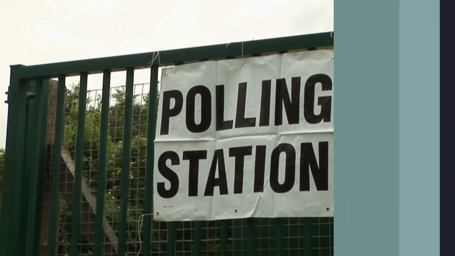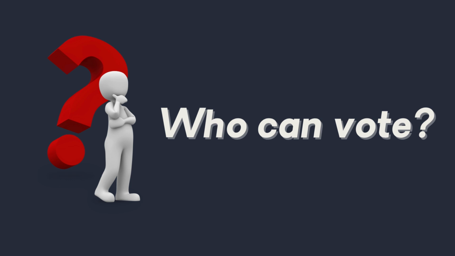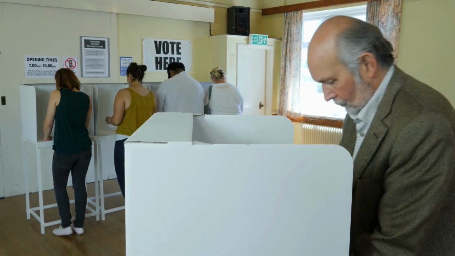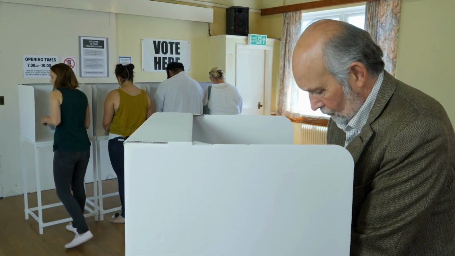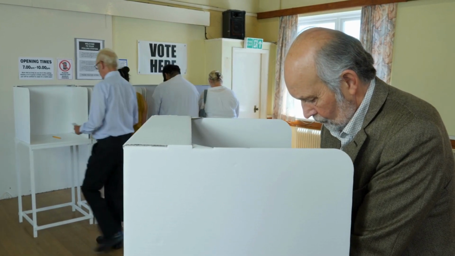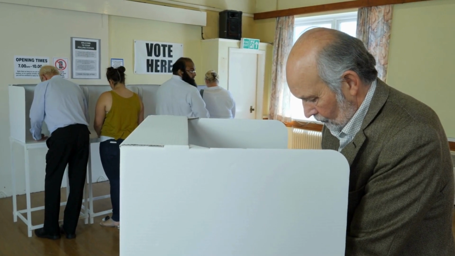So, who can vote in a local election? You can vote if you are over 18 in England, or 16 or over in Scotland or Wales. You must be a British citizen, or a Commonwealth or EU citizen living in the UK, and you need to be registered to vote before the deadline.